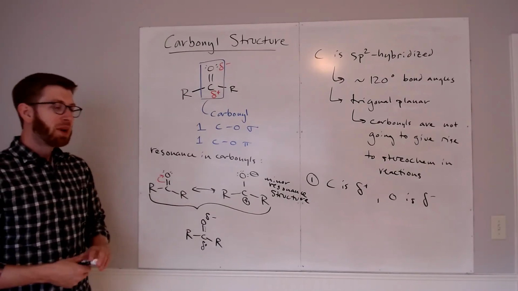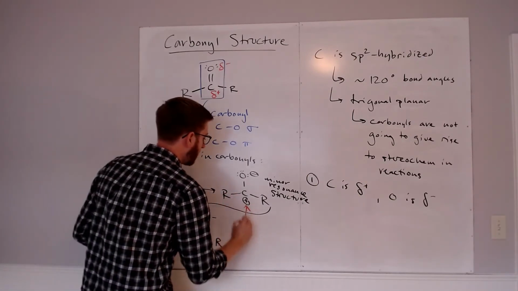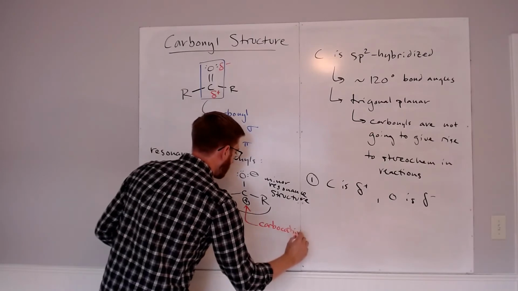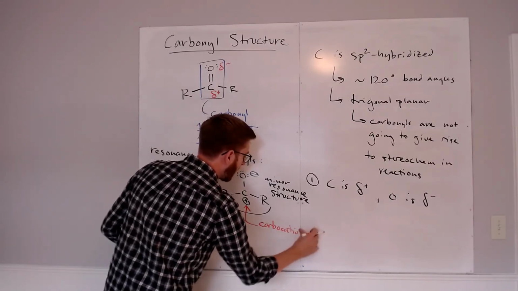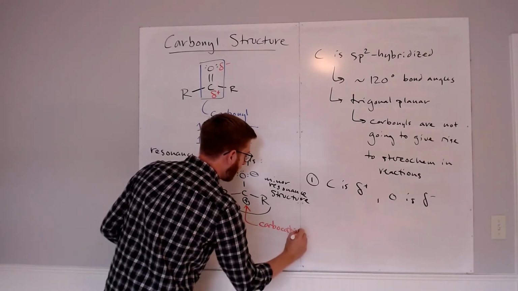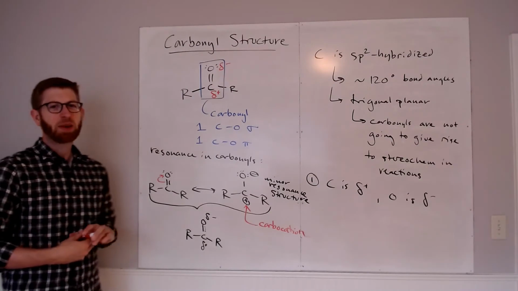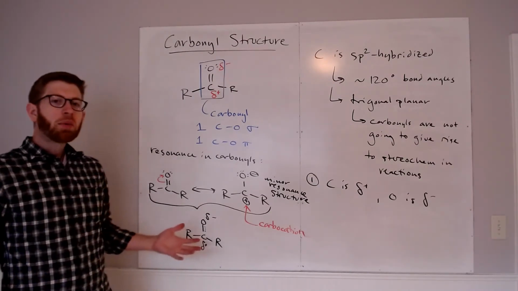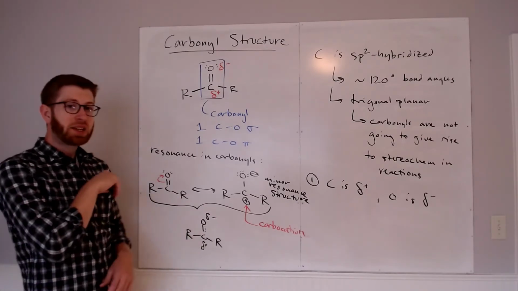One of the things that matters for us, though, is that we can see something special happening at this carbon here. This looks like a carbocation. There we go, carbocation. What do we know about carbocations? Well, when we learned about them in SN1 chemistry, we learned that these are electrophilic centers.